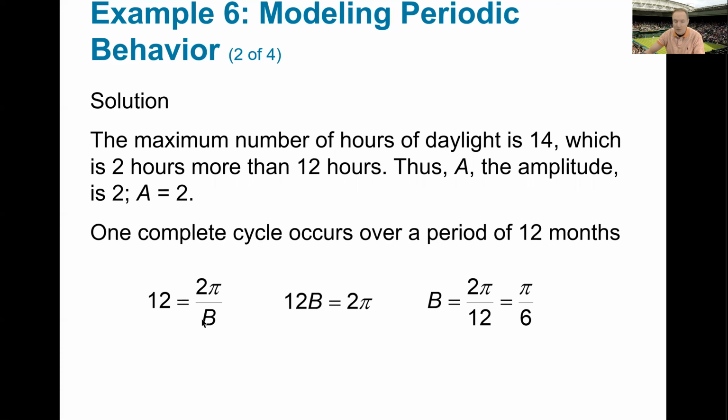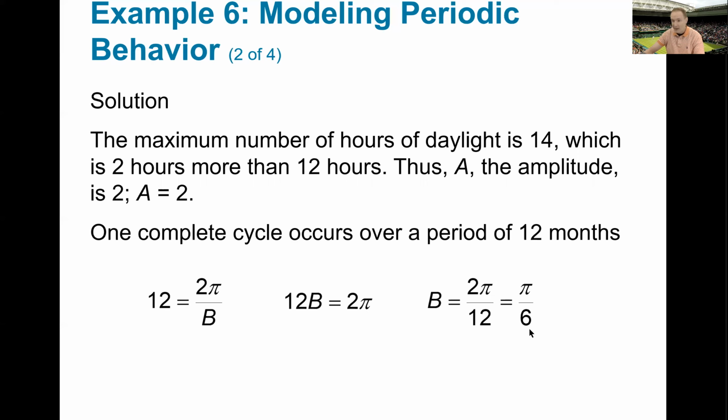So I know that it takes 12 months for the entire period. The period for a sine function normally is 2 pi. So we say, well, 2 pi over b has to equal 12. That's the actual period of this function. If I multiply by b on both sides, I get 12b is 2 pi. Thus, b is going to be 2 pi over 12 or pi over 6.